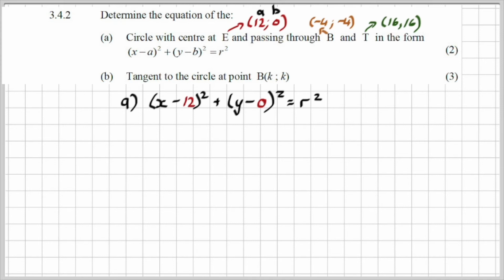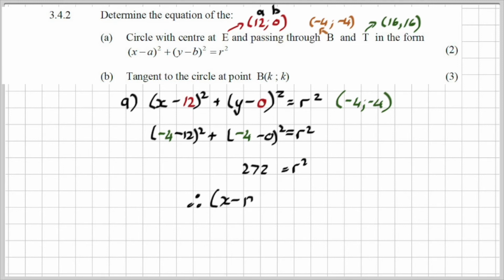Now I can choose at this moment of time, how am I going to calculate the value of R? I can go and substitute a set of coordinates in. Let's say I pick (-4, -4), and I substitute that in. Then I get a value for R squared as 272, which means I've got (x - 2) squared. Then remember, y minus 0 is just y. And if I say y squared, that is equal to 272.